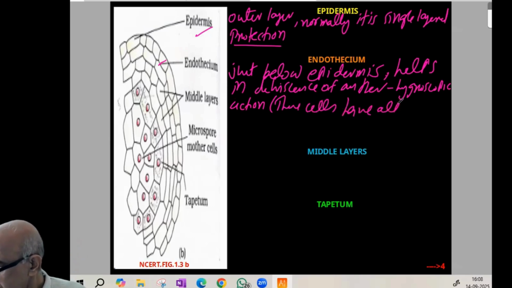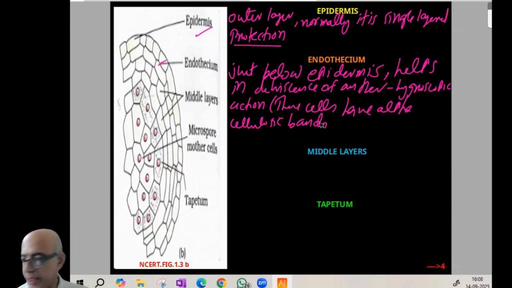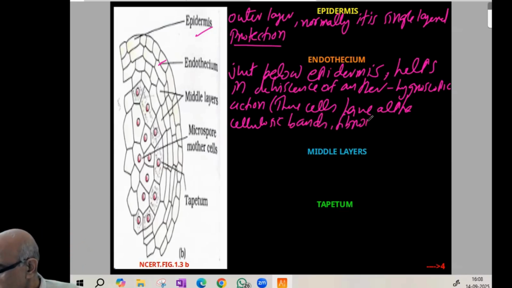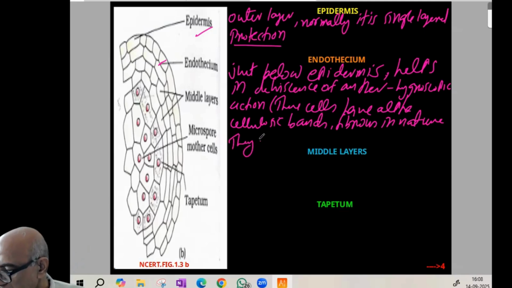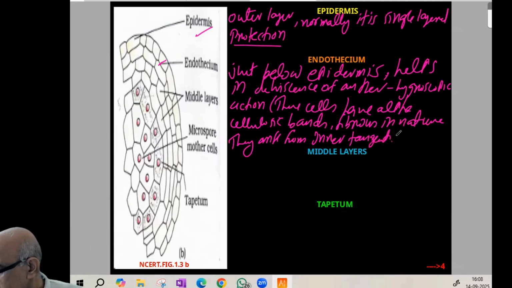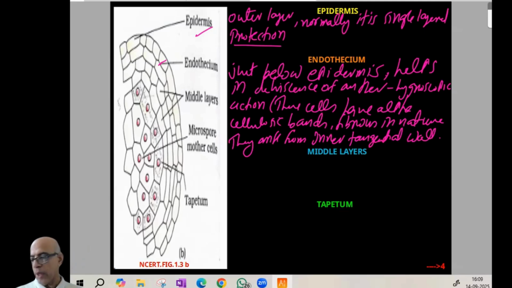Similarly, these cells have alpha cellulosic bands. Cellulosic bands, fibrous in nature. And all important, they arise from the inner tangential walls. That is regarding the endothecium.